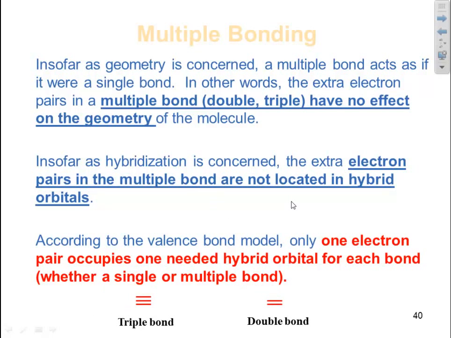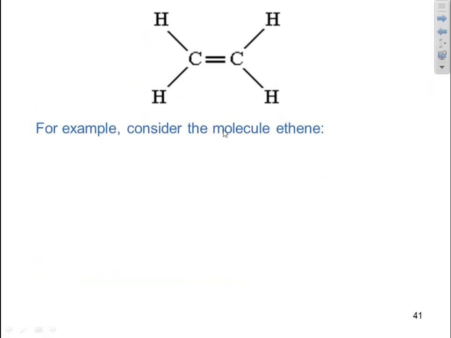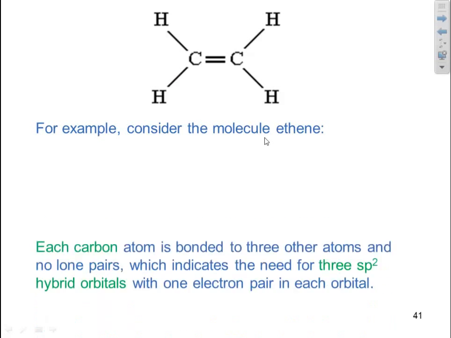So if I have a triple bond or double bond, one of those bonds in each one of those is going to be involved in that hybrid orbital. So one bond is hybridized. The other bonds are unhybridized. So 2 in the triple bond and 1 in the double bond. For example, consider the molecule ethene.